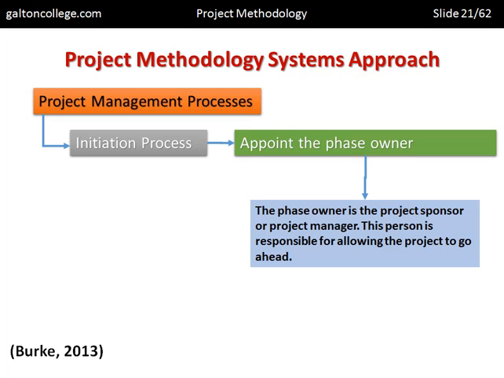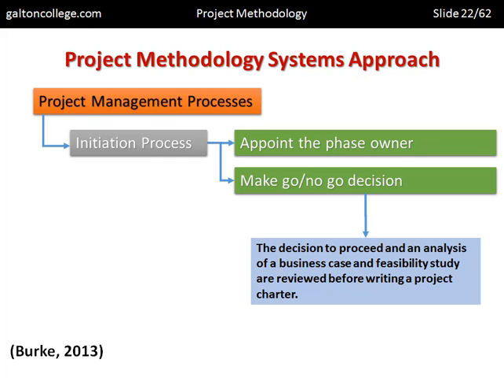Now, going through the initiation process, well, the first one is to appoint a phase owner. Somebody must take responsibility for the project. Somebody must be seen as the champion for this particular project. The phase owner is the project sponsor or project manager. This person is responsible for allowing the project to go ahead. So this is the person who is responsible for the project. And the initiation process must start with the appointment of someone who's going to take responsibility for the project and who's going to see it through.